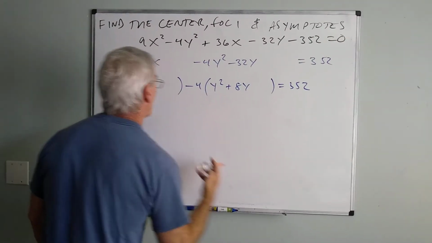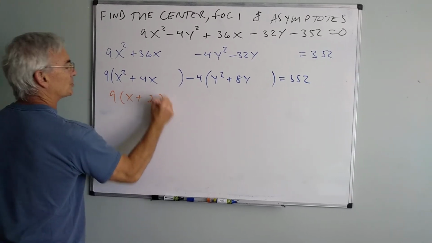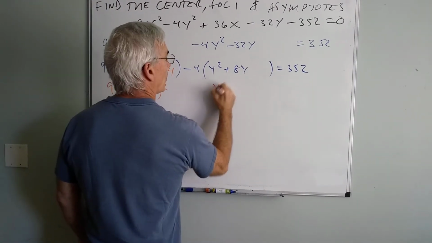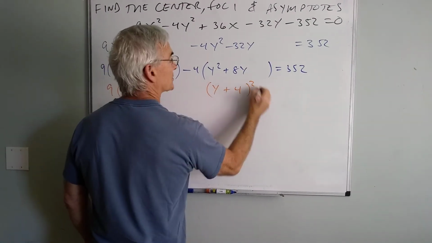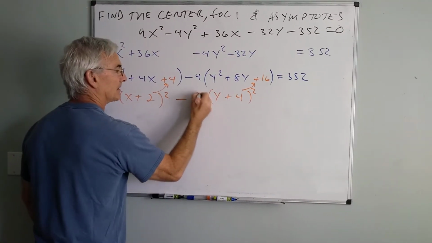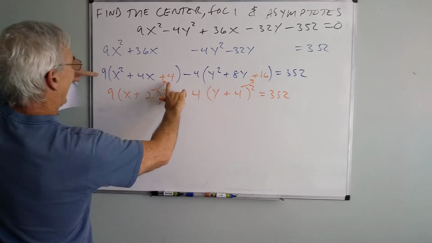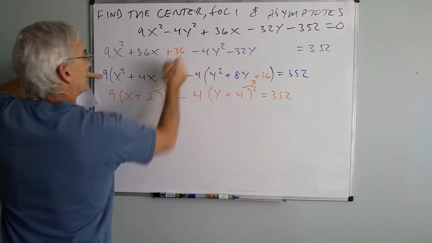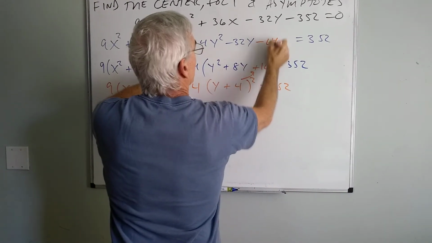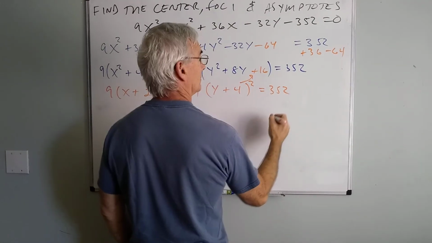So now we need to figure out what goes in here to make this a perfect square. So this is now 9 times x plus 2 quantity squared. So I'm going to put a plus 4. This will be y plus 4 quantity squared. So I'm going to put a plus 16. Now don't lose that. Now the question is, what did I just do to the other side? Well, I just added 9 times 4, and I just added negative 4 times 16. Aha! So I'm going to do plus 36 minus 64.